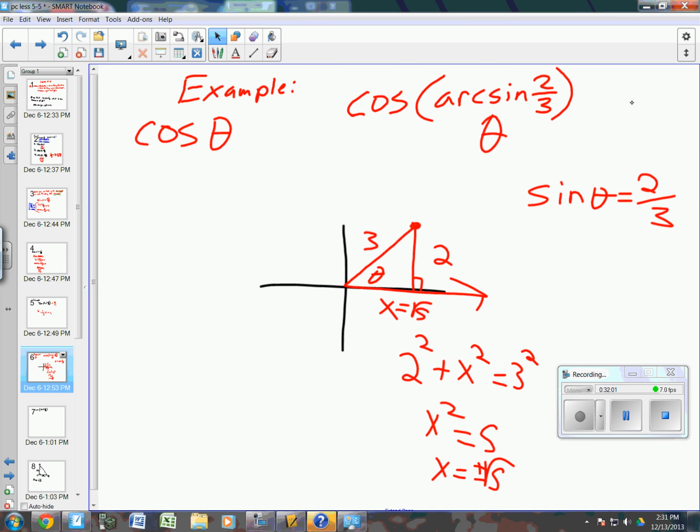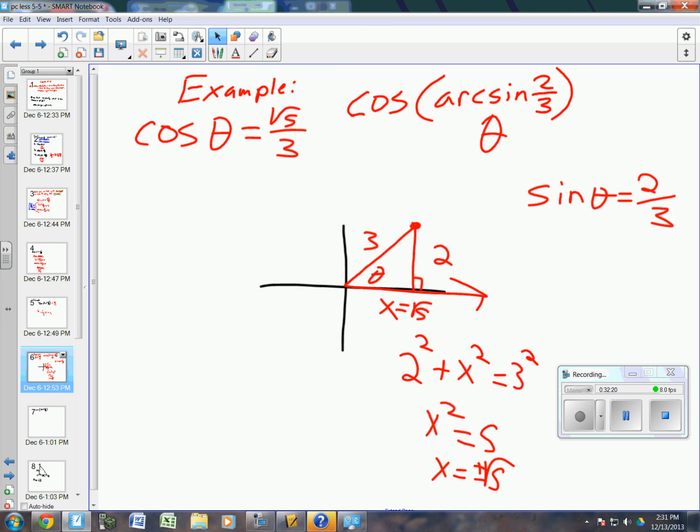All right. So I have that side, square root of 5. What's the answer to my question? It's just the square root of 5 over 3, right? Its cosine is adjacent over hypotenuse: square root of 5 over 3.